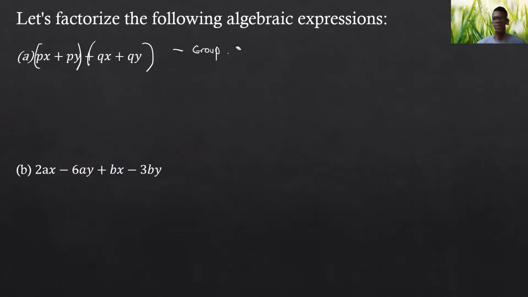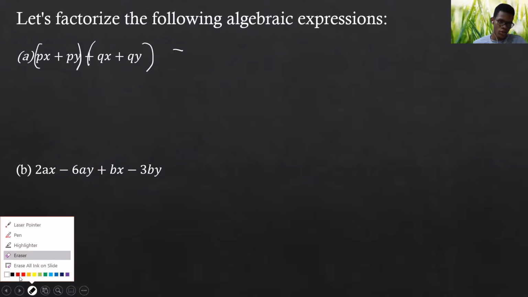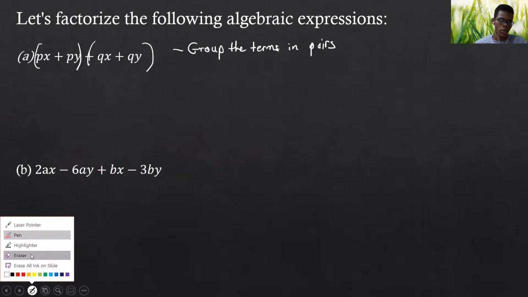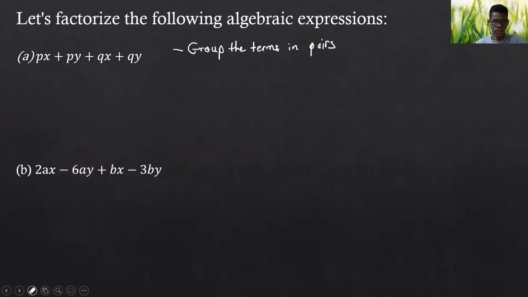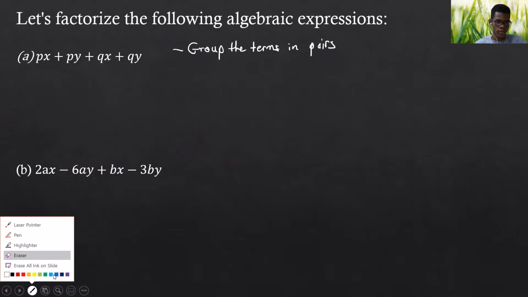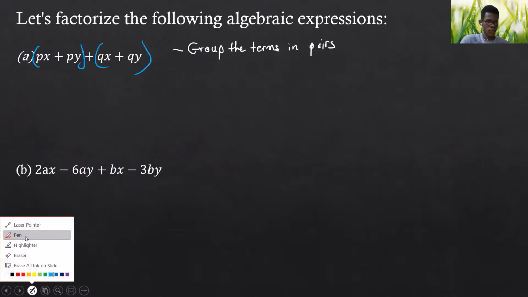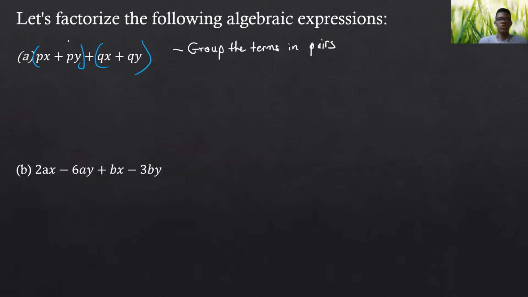The first thing I do is group them in pairs, right? By them, I'm referring to the terms, and pairs mean 2 terms, in pairs or in couples. So I have them in 2 pairs, and then you factorize the normal way.